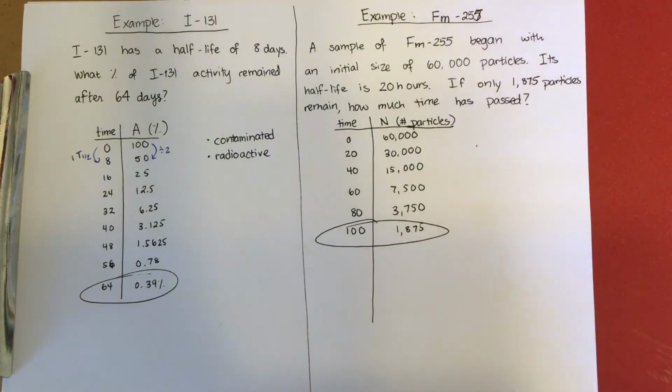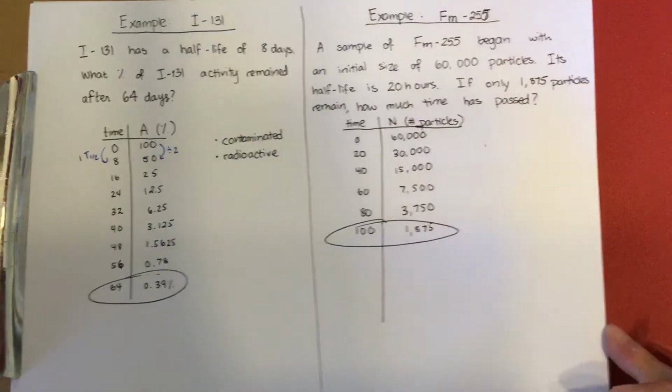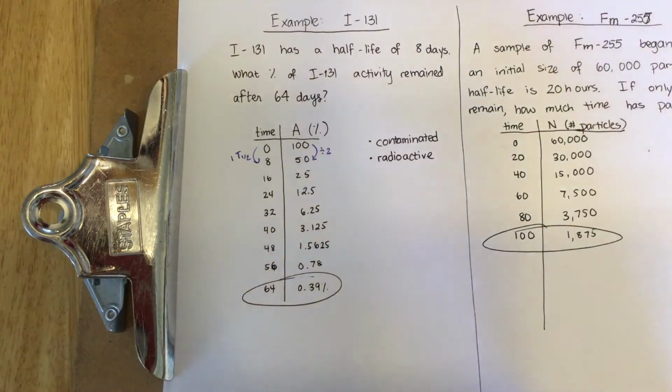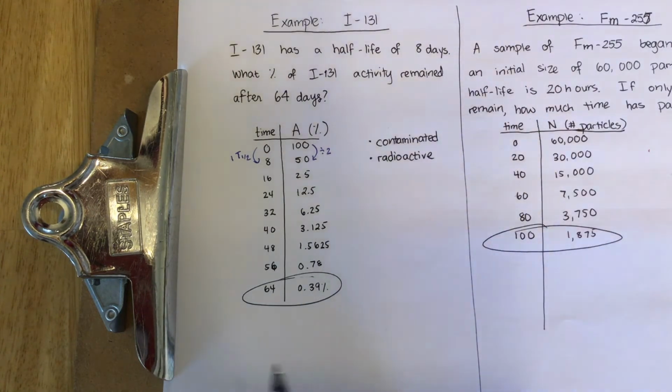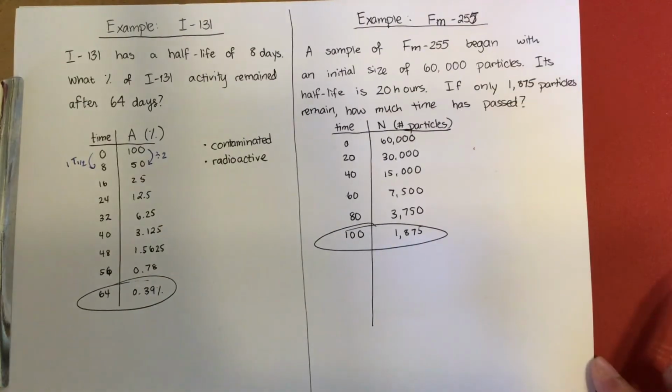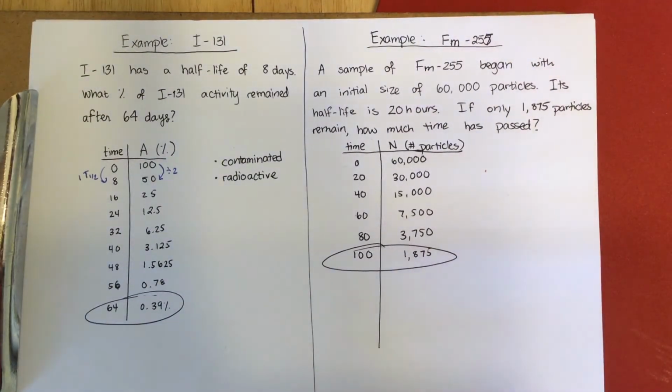So, to compare these two methods, in example 1, we were trying to figure out how much activity remains. So what percentage of these particles are still decaying? A very small percentage is remaining decaying after 64 days. Whereas this problem, the second problem, was solving backwards to figure out how much time has passed.